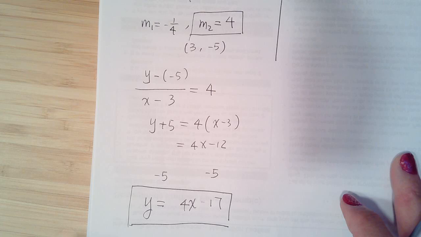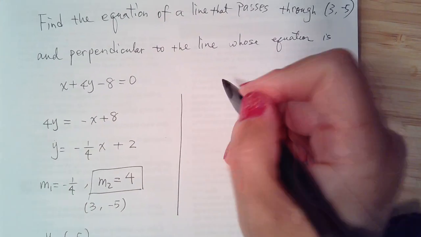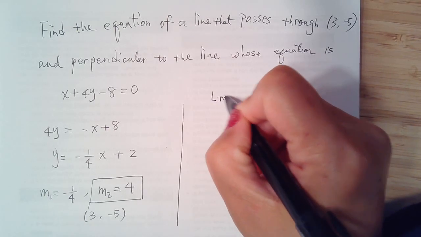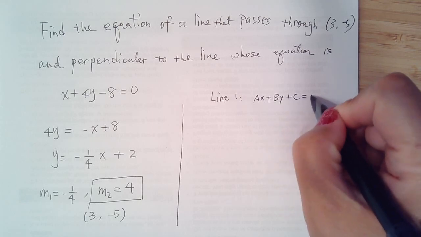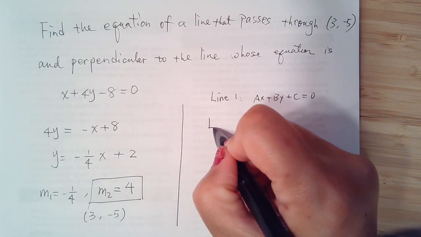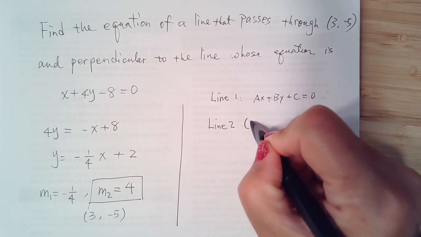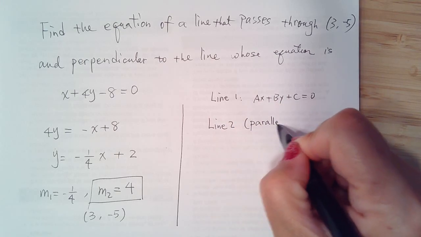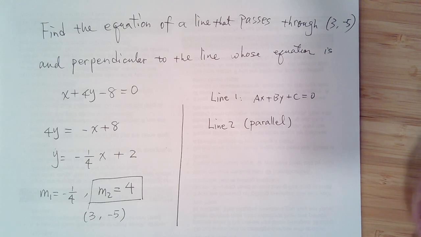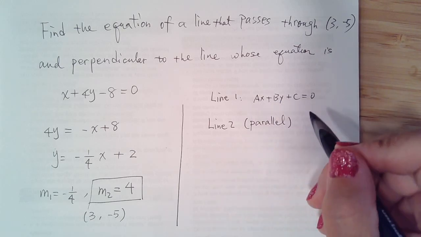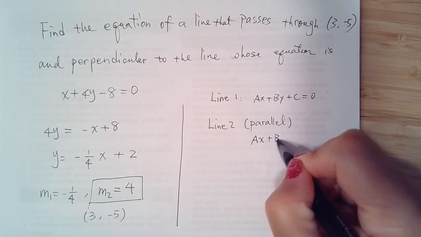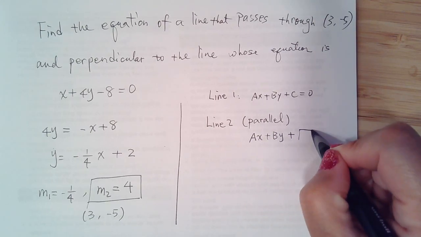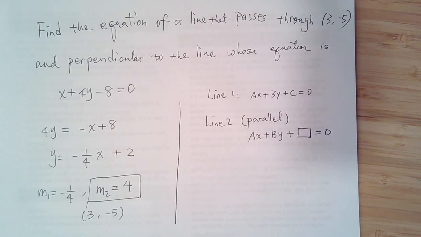There's another way. I don't know whether you can remember this, but I will tell you this, okay? So if your line 1 looks like ax plus by plus c equals 0, and the line 2 is parallel, that means they have the same slope. The relationship between a and b stays the same. We just need to know the last number. So we should have ax plus by plus we don't know equals 0, okay?